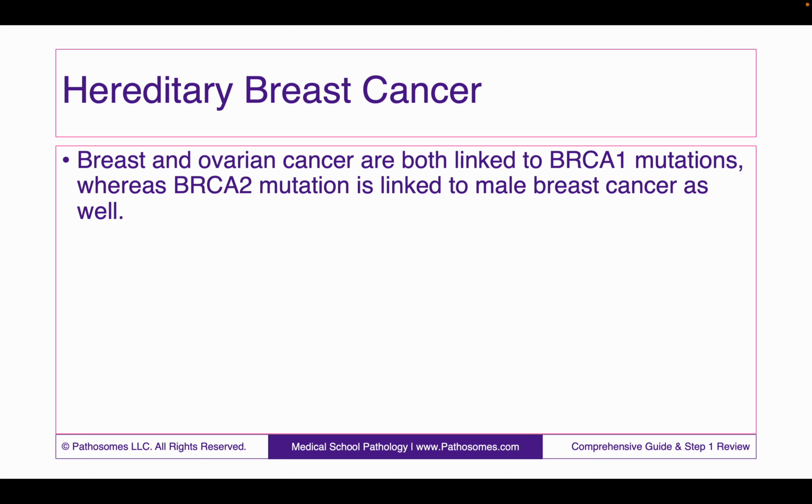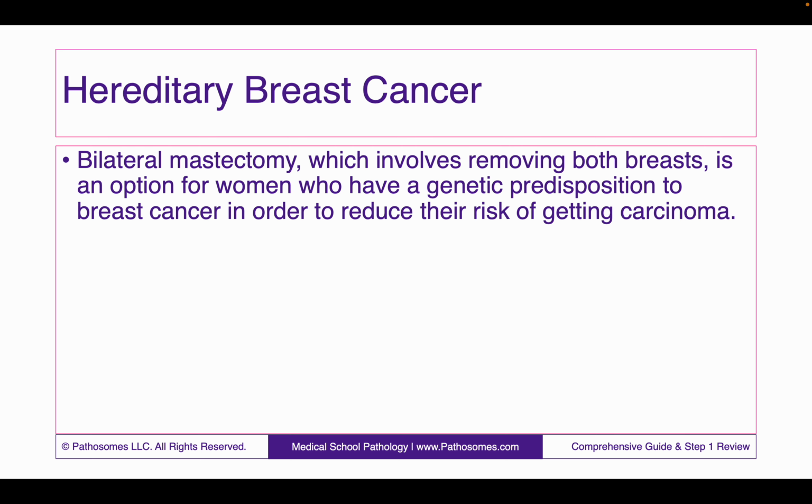Breast and ovarian cancer are both linked to BRCA1 mutations, whereas BRCA2 mutation is linked to male breast cancer as well. Bilateral mastectomy, which involves removing both breasts surgically, is an option for women who have a genetic predisposition to breast cancer in order to reduce the risk of getting carcinoma.